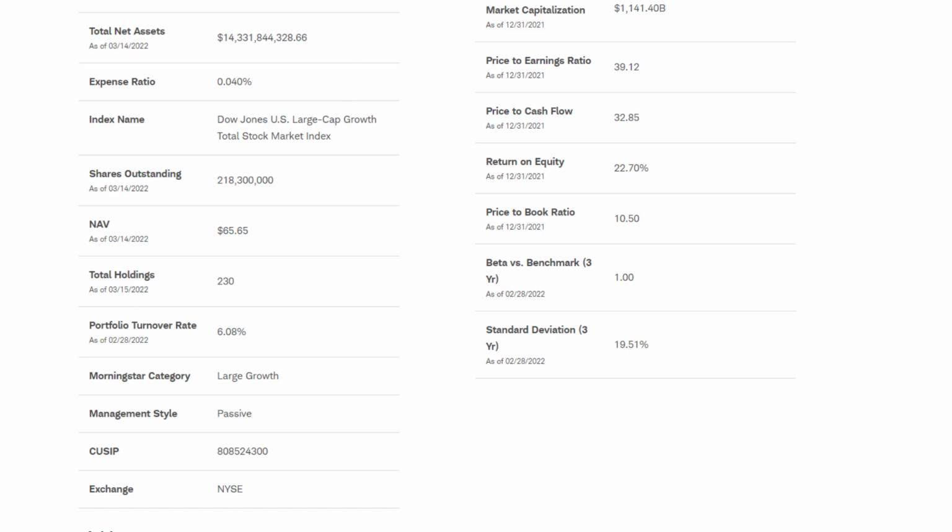And then here are some other characteristics of the fund. Another thing to note is that it has about 230 holdings, and it's mainly focused on large growth.